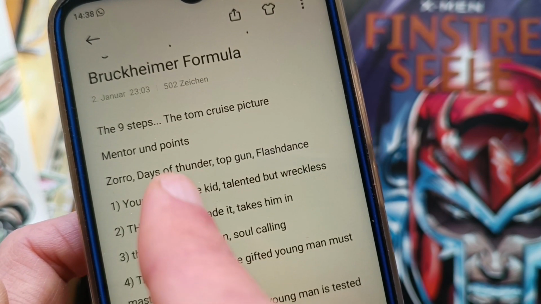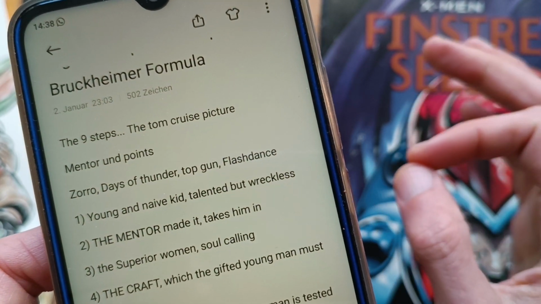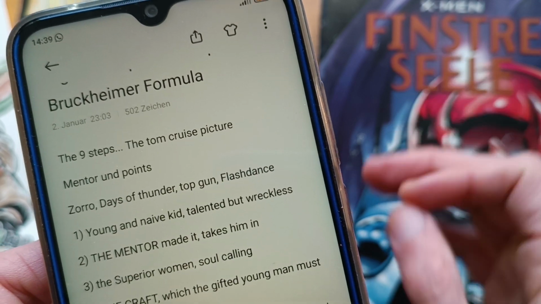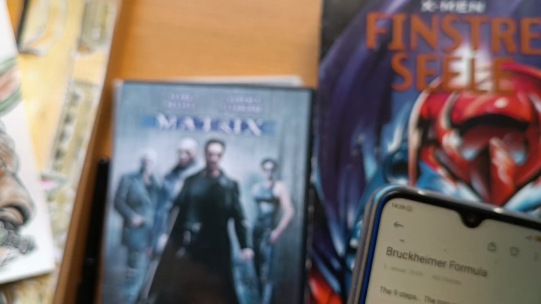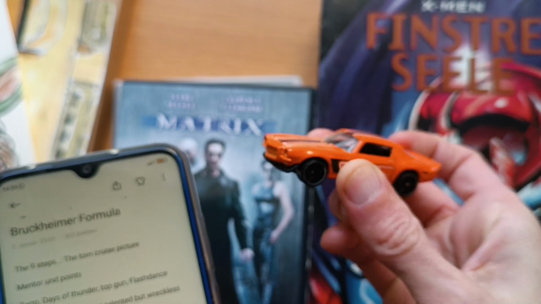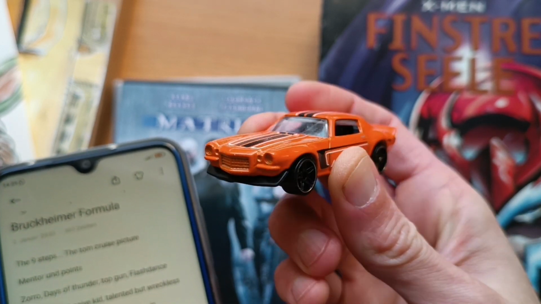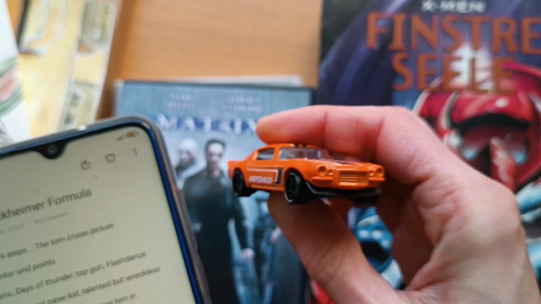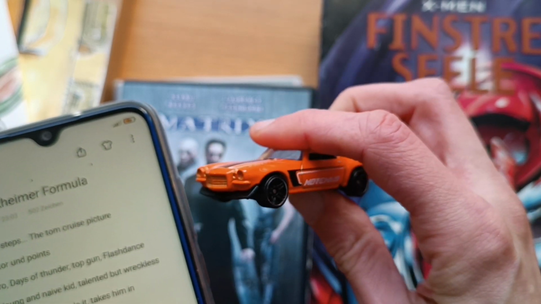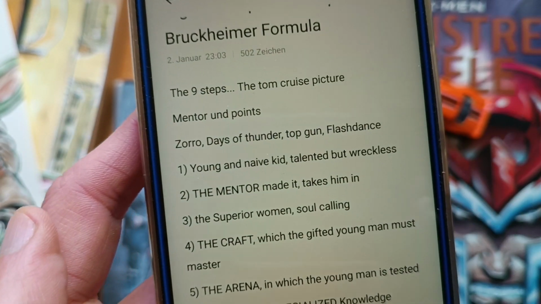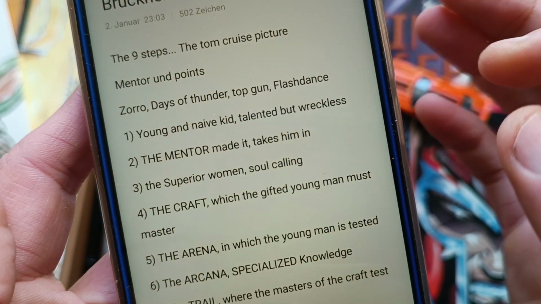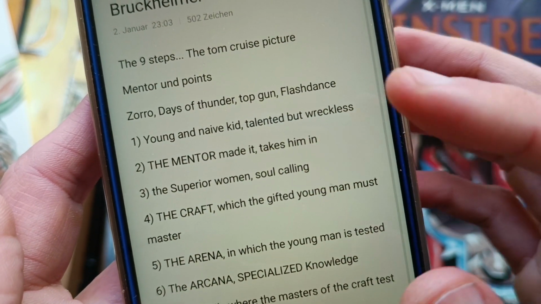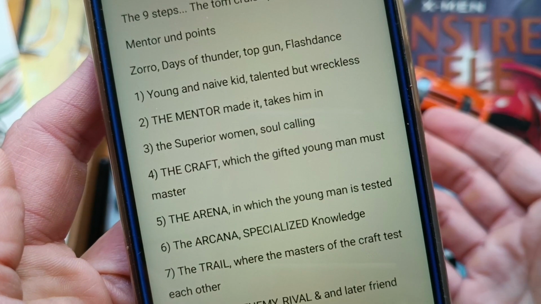And then there's Days of Thunder. It's Tom Cruise. He's a race car driver, and there's nothing else that he can do, and he's a reckless kid, but he is great at his craft. Now we will go through his arc, and you will recognize a lot of things. So we have number 1, a young and naive kid, talented but reckless.